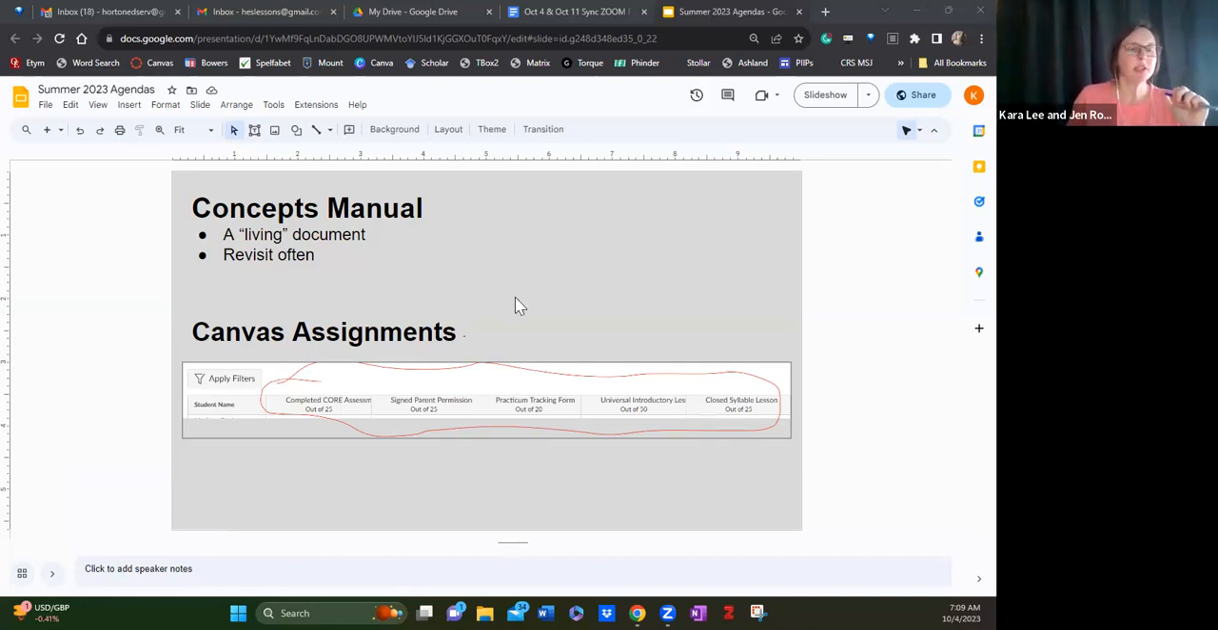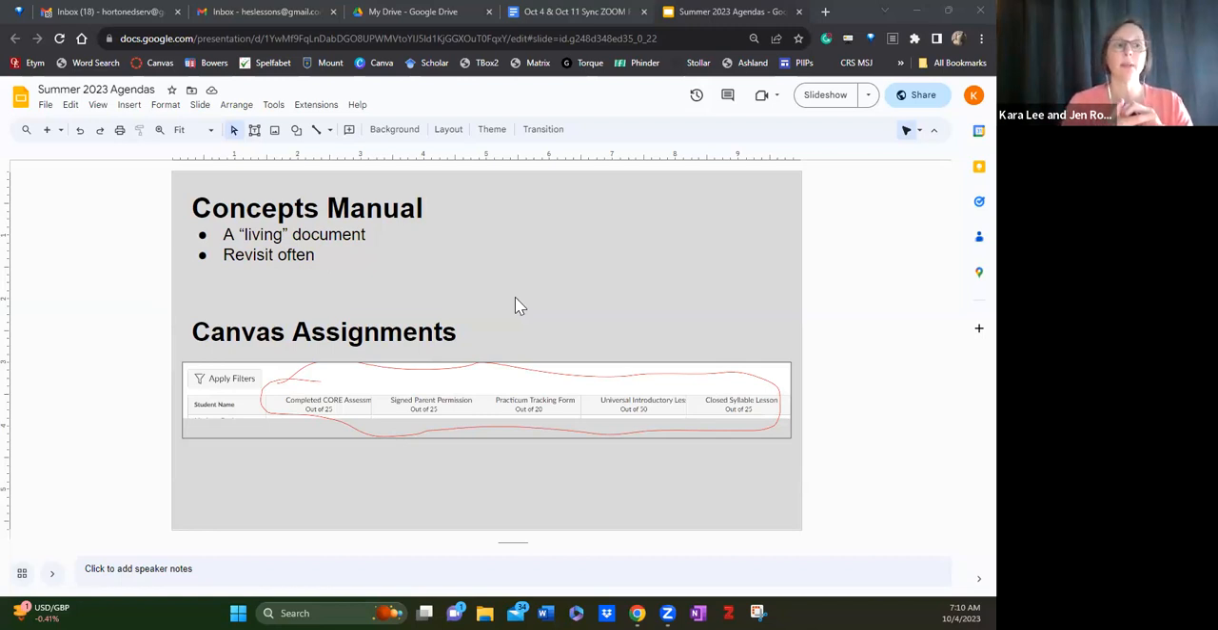And then just a reminder that you do have some assignments on Canvas. Of course, your completed core assessment goes in Canvas. Your signed parent permission goes in Canvas. Don't worry about the practicum tracking form, you've all done that. For the universal introductory lessons, you scan all of them when they're done and submit them to Canvas so that we see that you're done with them. And then your closed syllable lesson, which is that very first lesson right after those universal lessons. We want that as well.